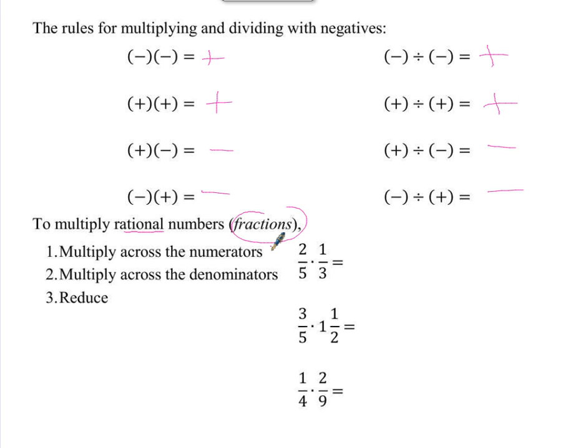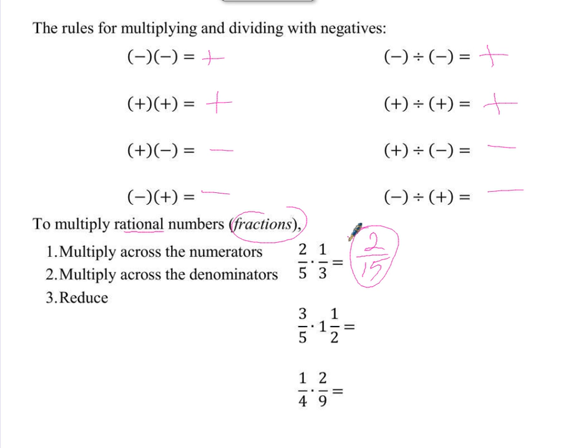So, for example, 2/5 times 1/3. Multiply across and you get 2 times 1 is 2, 5 times 3 is 15. And then reduce if it does. Does this reduce? No. So that's the answer.